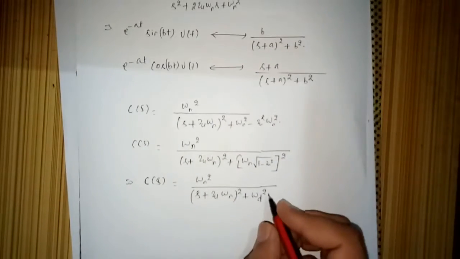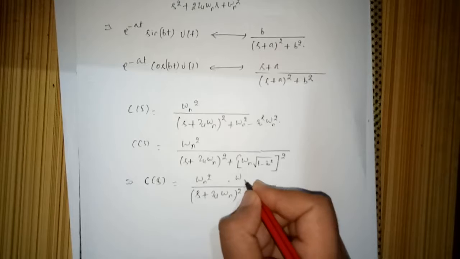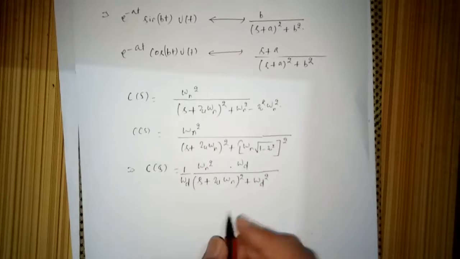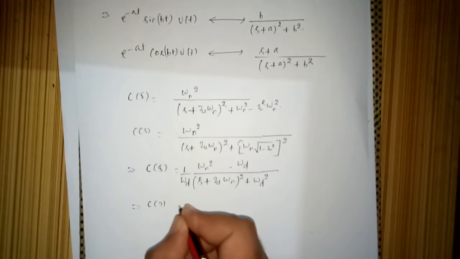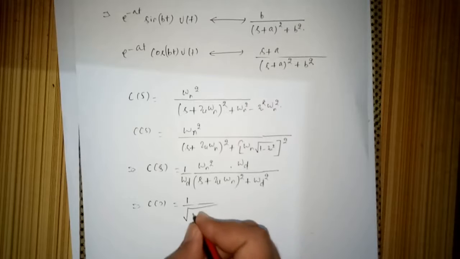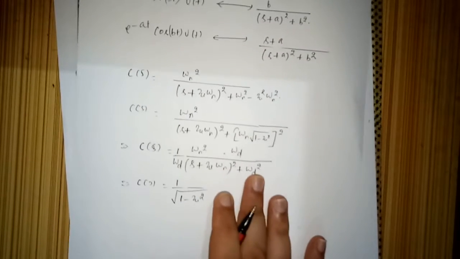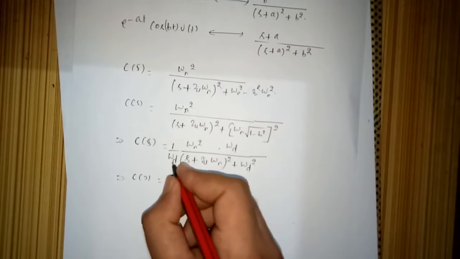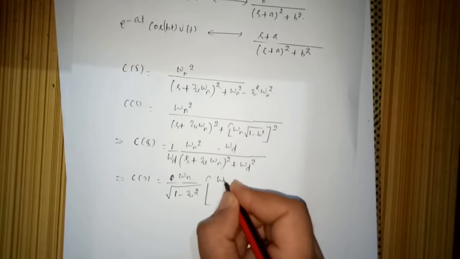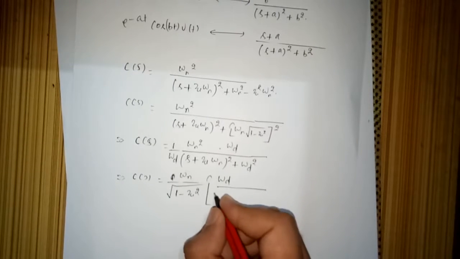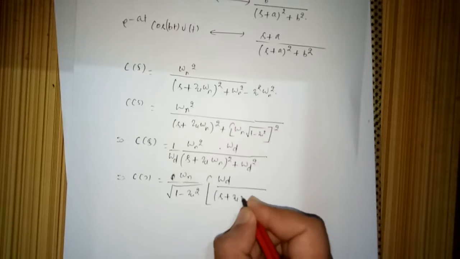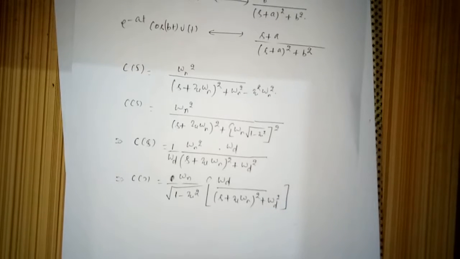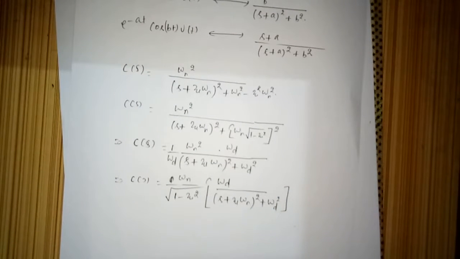So what I do is multiply by omega d and also divide by omega d, right? So what I get is C(s) is equal to 1 upon root 1 minus zeta square, and omega n will cancel out, and I get omega d upon (s plus zeta omega n) square plus omega d square, right? This is what I got.